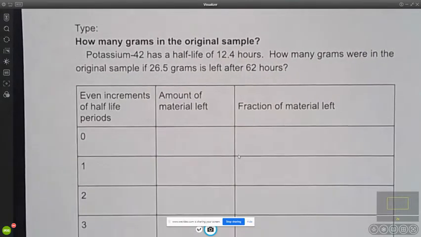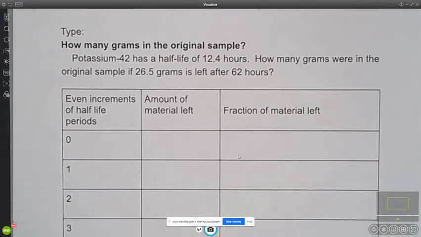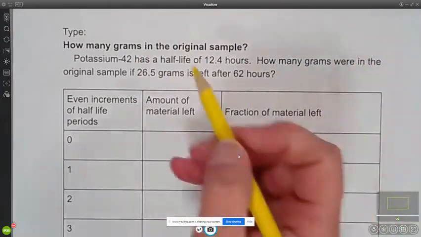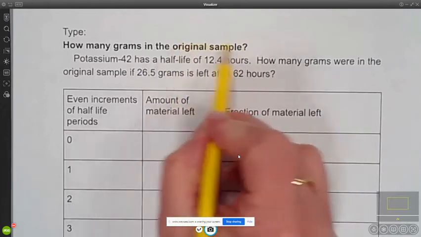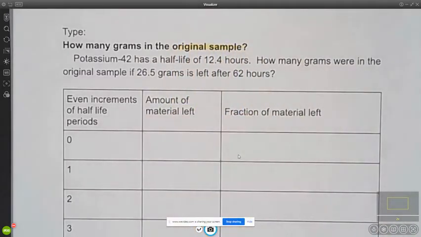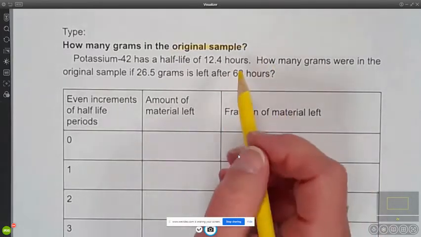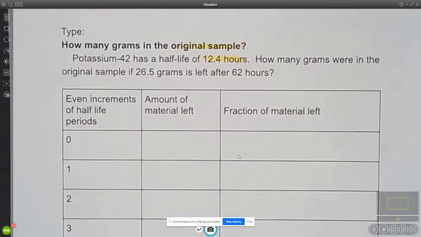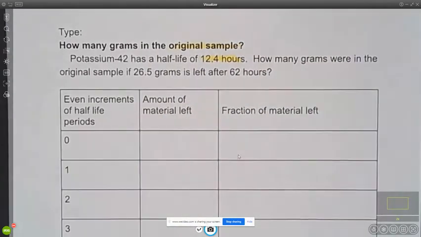Here's another little video on half-lives. This one is asking us how many grams were in the original sample. So how much did I start with in this case? A couple of important pieces of information is the length of time for a half-life.